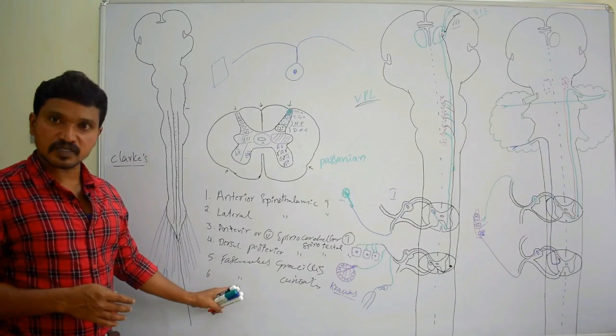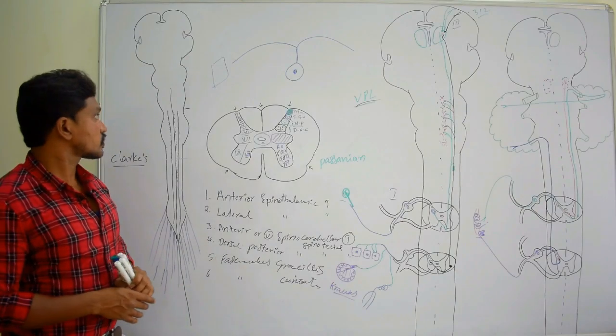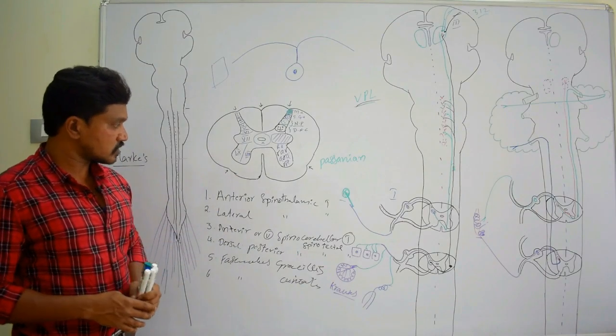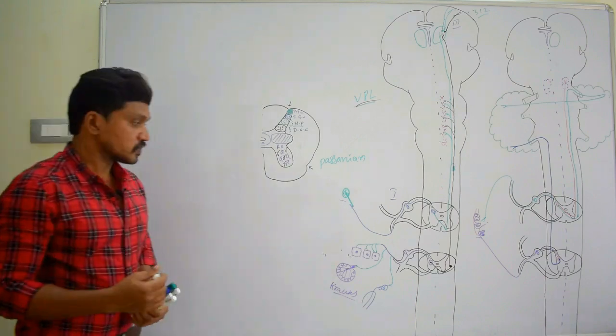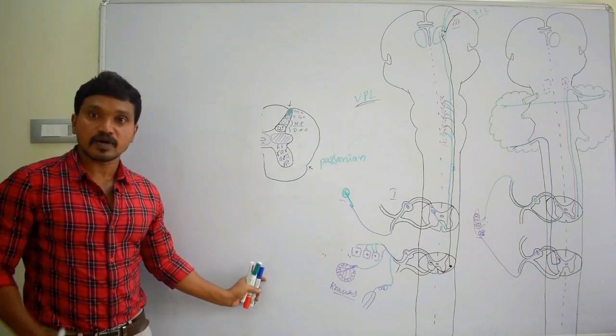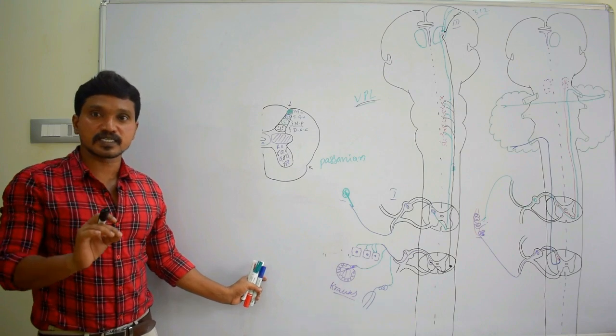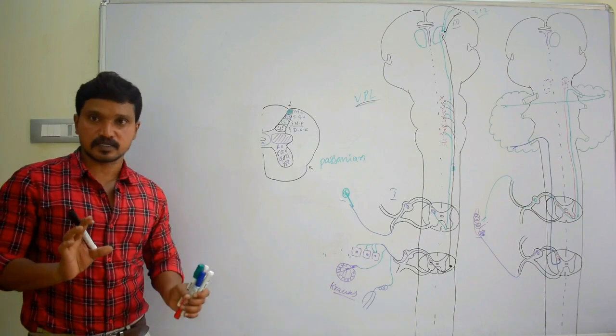Now what are we left with? Fasciculus gracilis and fasciculus cuneatus. For that we required some space, that's why I am removing this half. So finally we have to discuss the fasciculus gracilis and fasciculus cuneatus. Together we will discuss, right?